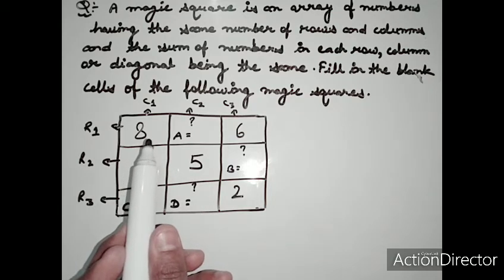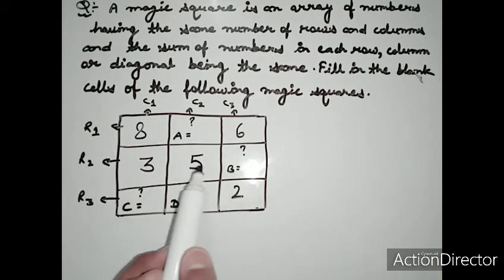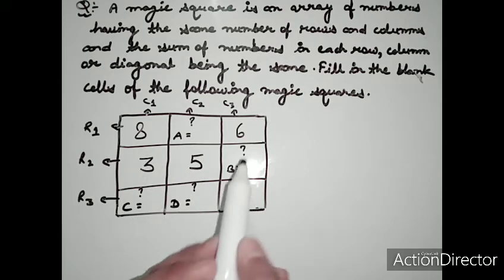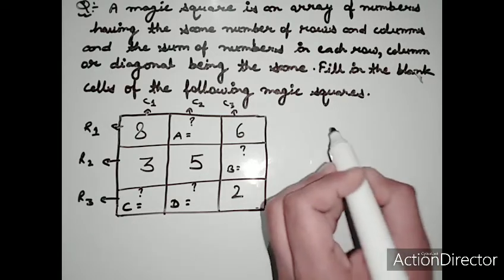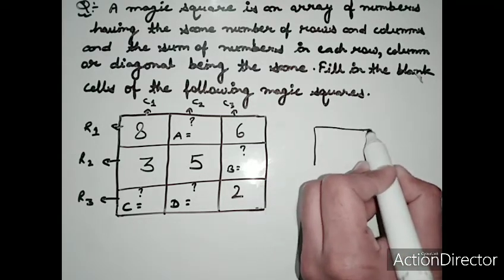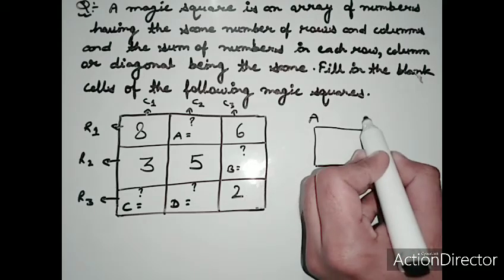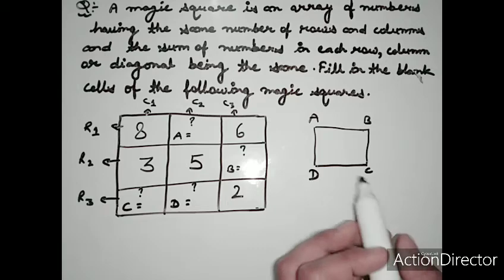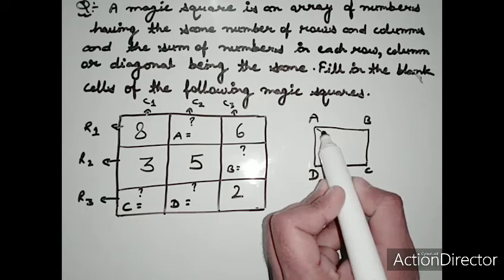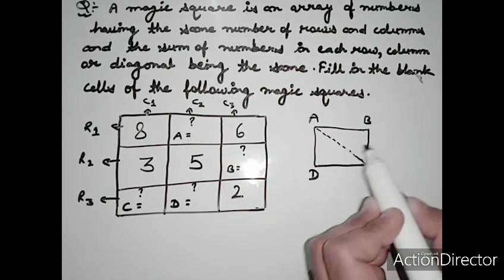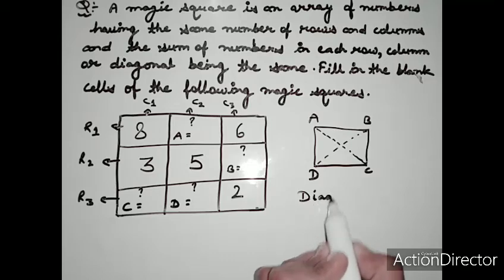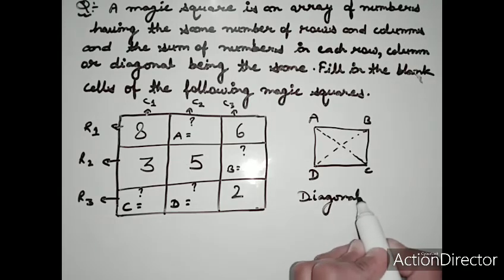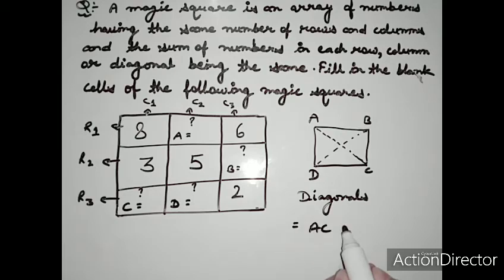Now here there are two diagonals, and 8, 5, 2, these numbers are on one diagonal, and 6, 5 and the C number are on the other diagonal here. So what are the diagonals actually? If you make a square and give the name of the square as A B C D, and here we join these two points AC by this dotted line and BD, then we say that there are two diagonals in this square, AC and BD.